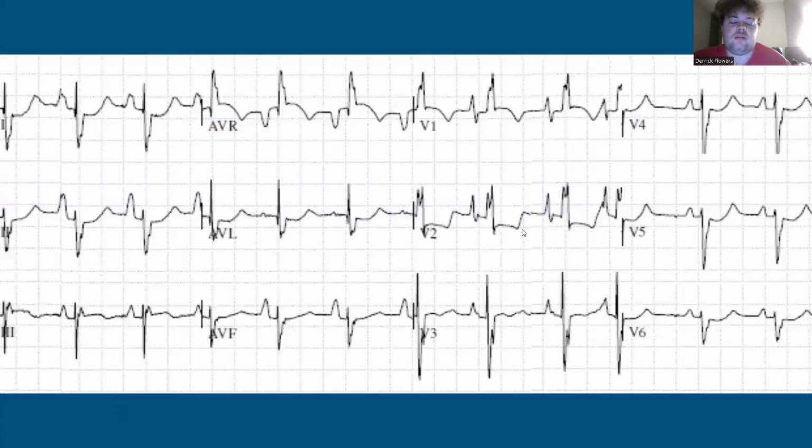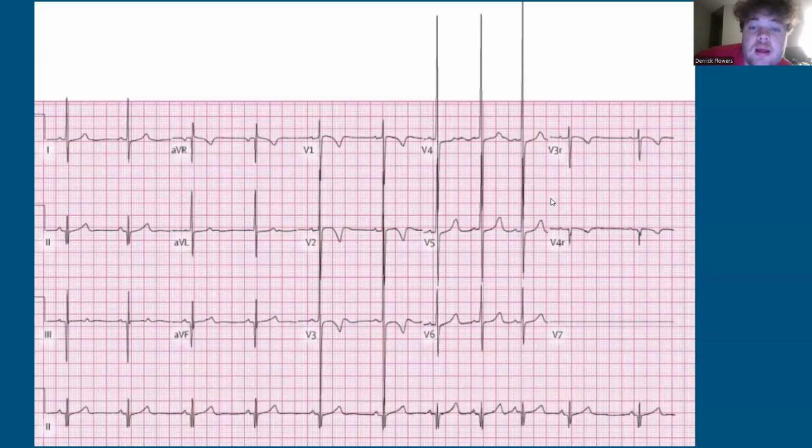This is restrictive. Notice how you have low voltages here. The QRSs aren't really that tall. And you have T-wave changes and ST segment changes. That's restrictive. Left ventricular non-compaction: good God, those are tall, right? The V4, V5, V6, all your V leads will usually have tall QRS complexes, right? That's indicative of left ventricular non-compaction.